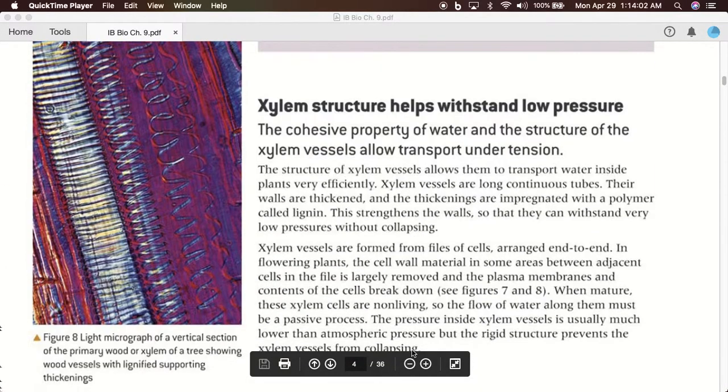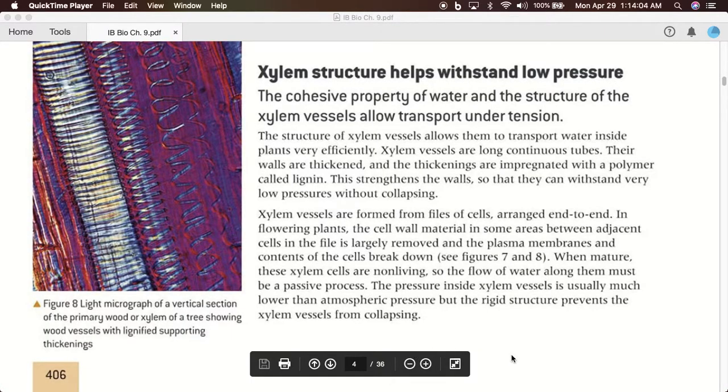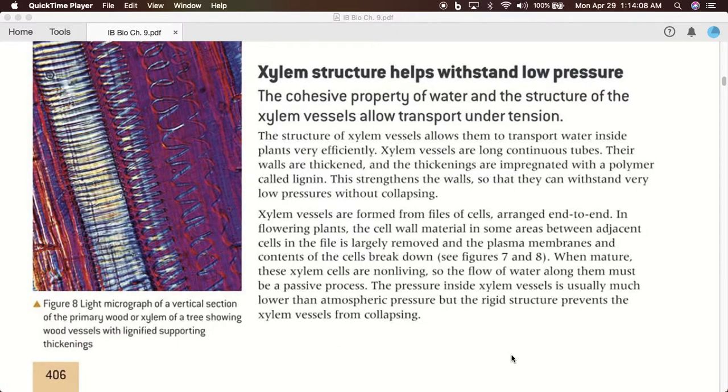Okay, so what's special about the xylem is that it has a very, very low pressure, and that's important because things like to flow from high pressure to low pressure. So if you're trying to convince water to go from the soil into your plant, then you want to have a very low pressure inside the xylem and a higher pressure outside of the xylem, so water will flow from the soil into the xylem.